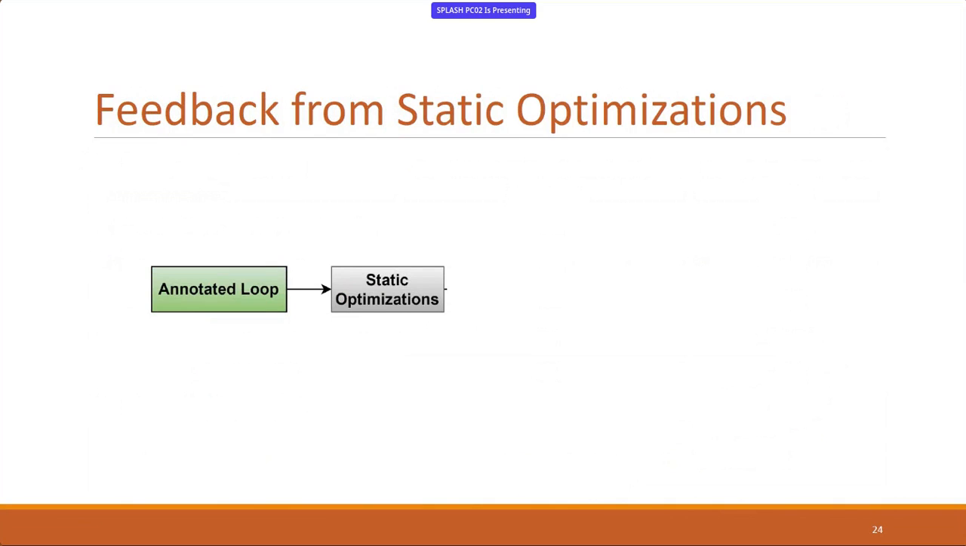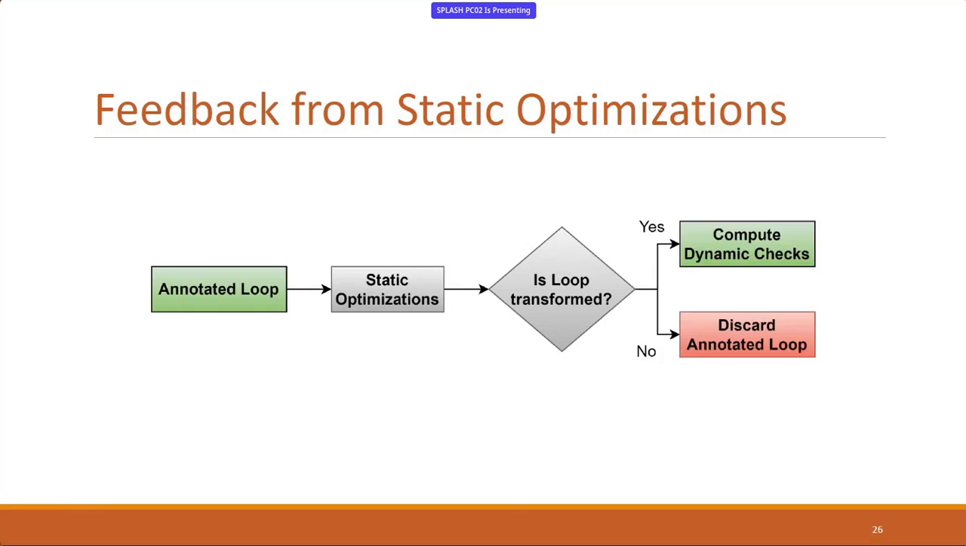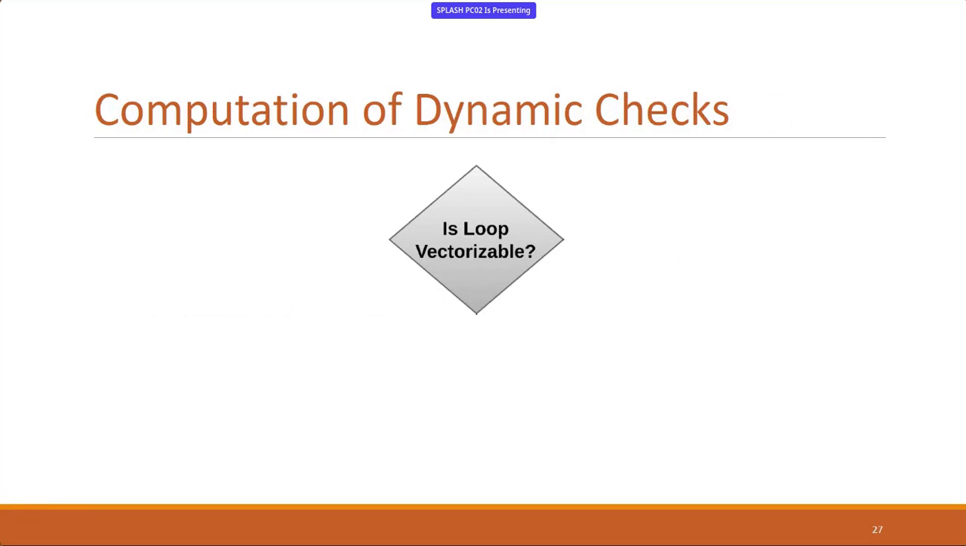Further, this annotated copy of the loop is fed to the loop-based static optimizations, which basically provide two types of feedback. First, whether the loop has the potential to be optimized further based on the additional information. Second, the required dynamic checks for the optimizable loops. It first checks if that loop has been transformed or optimized. If not, then the annotated version of the loop is simply discarded. Otherwise, we compute the dynamic checks. Let's take a look at how we compute the dynamic checks.